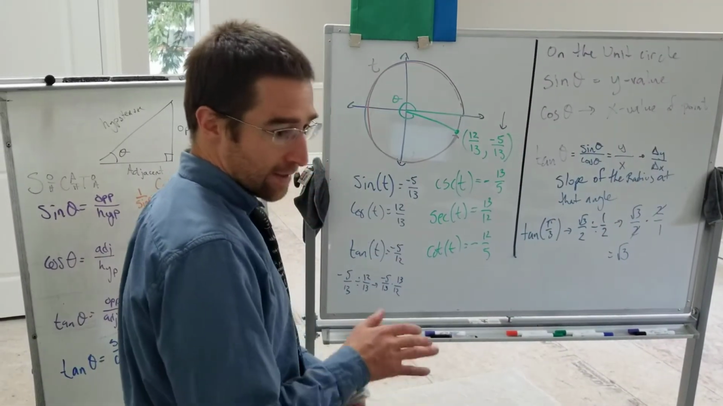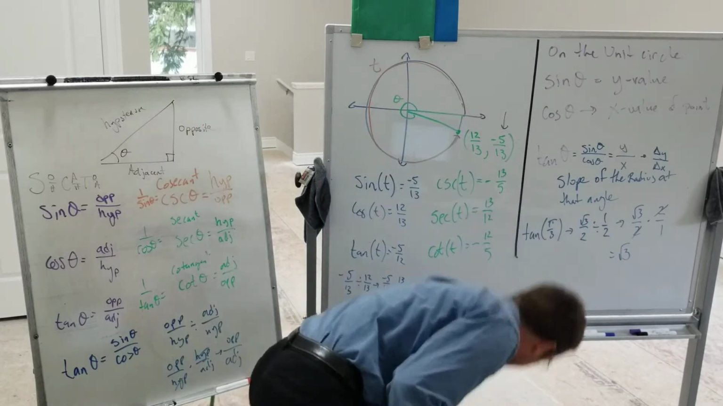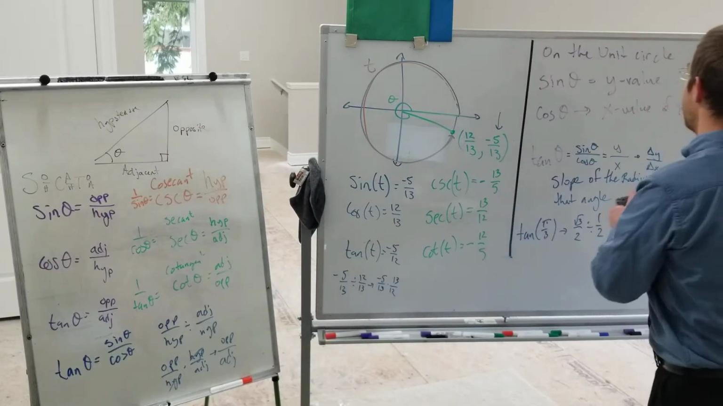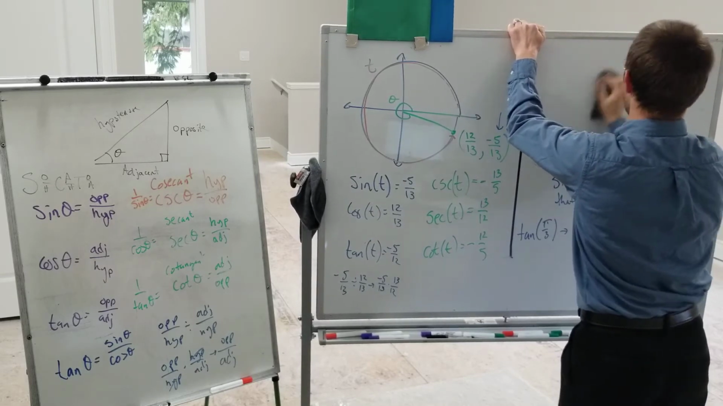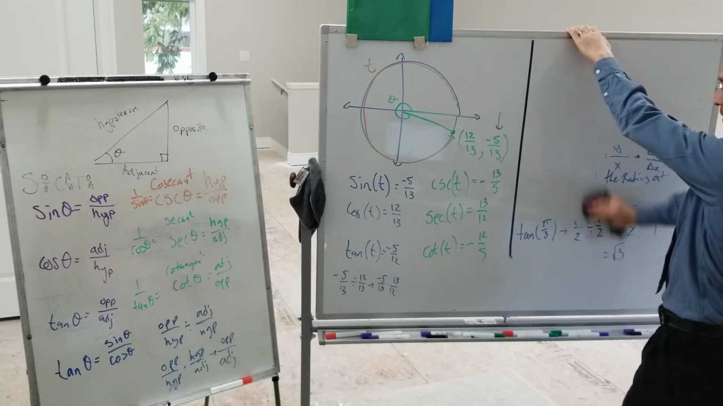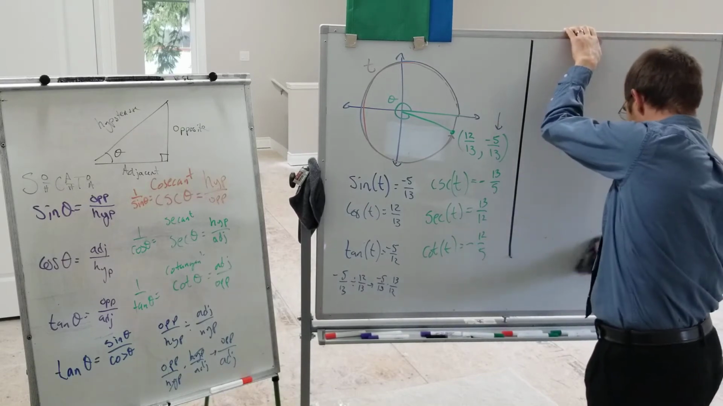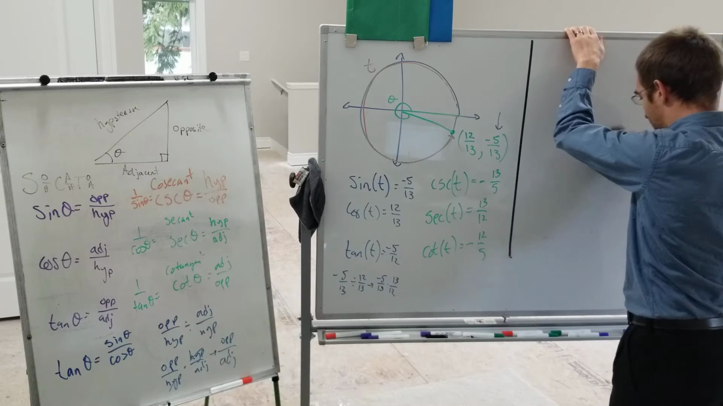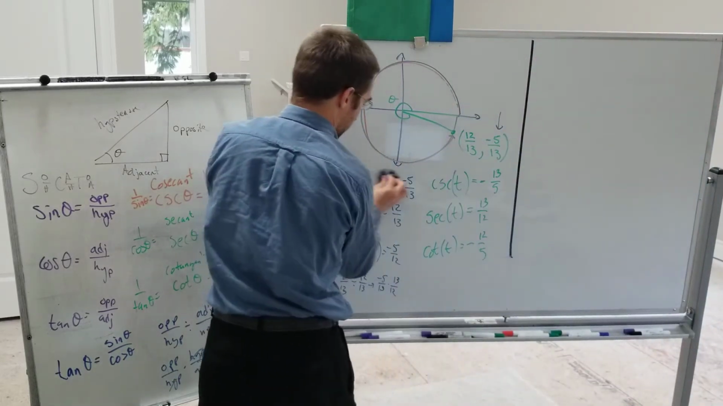Cool. Let's talk about evaluating some functions given an angle. So this is fun. Let's say we have, and we're going to do all 6 trigonometric functions. So we're going to evaluate all 6 trig functions for a given angle. And that angle is on the unit circle. So I'm going to erase this and we'll go over.